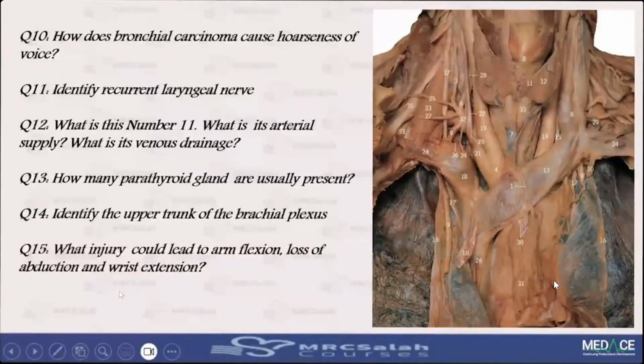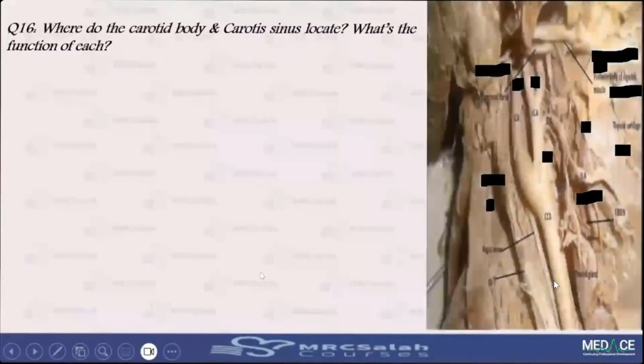What injury could lead to arm flexion, loss of abduction, and wrist extension? It's an Erb's palsy. Yes. C5-6 palsy, which is injury to the upper cord, the upper trunk of the brachial plexus.